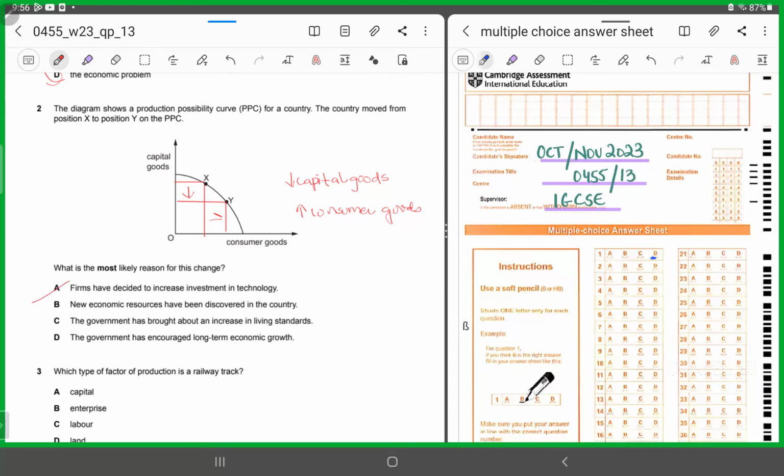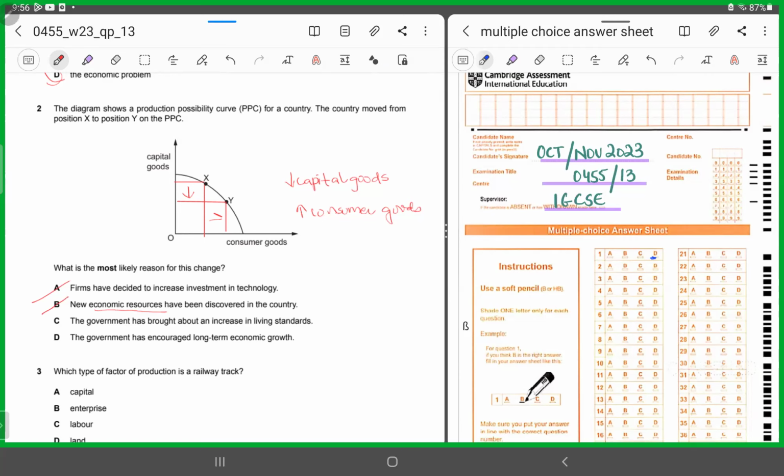B says new economic resources have been discovered in the country. Now, if new economic resources had been discovered, the entire PPC would have shifted outwards towards the right. Remember, when there's an increase in the quantity or the quality of resources, the entire PPC shifts outwards towards the right. So B has to be eliminated.